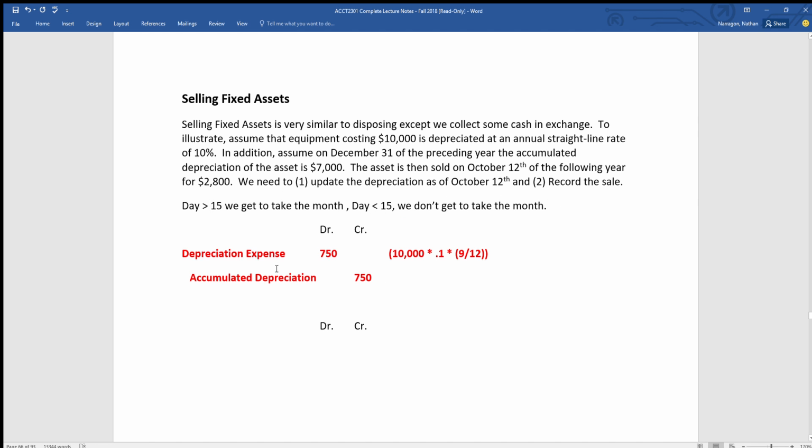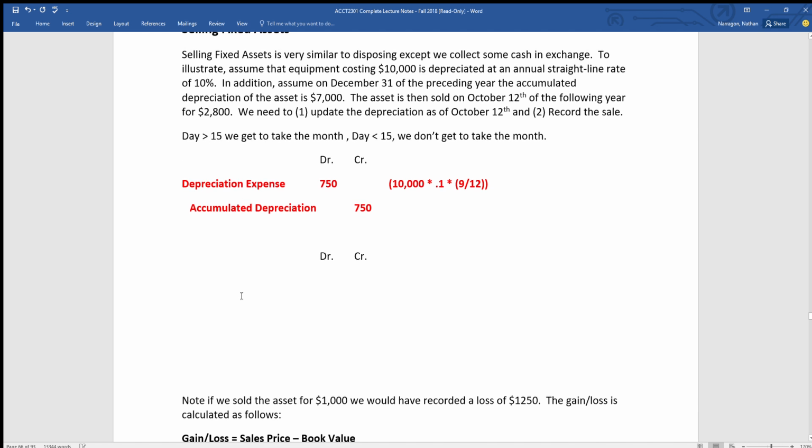That is basically the rule of thumb. It's kind of like rounding. We round our months. Okay? So again, when we're dealing with the sale, the first journal entry we should always do is the cash that we have received. Here we sold the asset for $2,800. That's awesome. Way to go.